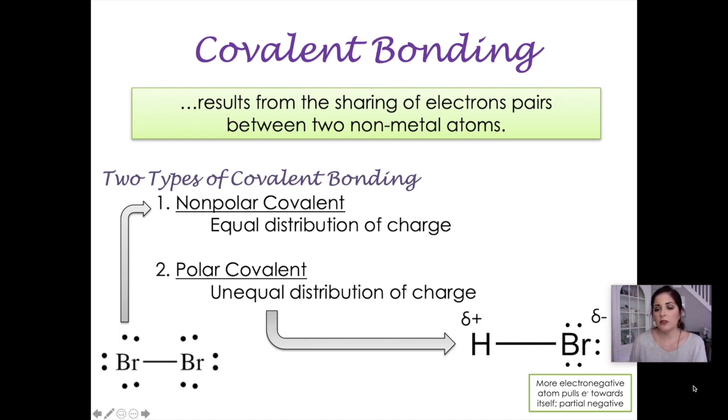And notice here, the more electronegative atom, in this case bromine, pulls the electrons towards itself, thus making this side of the molecule the partial negative. That's a really important thing to know, are those partial negatives. More electronegative means it could pull electrons towards itself more, which means it would have the partial negative charge.